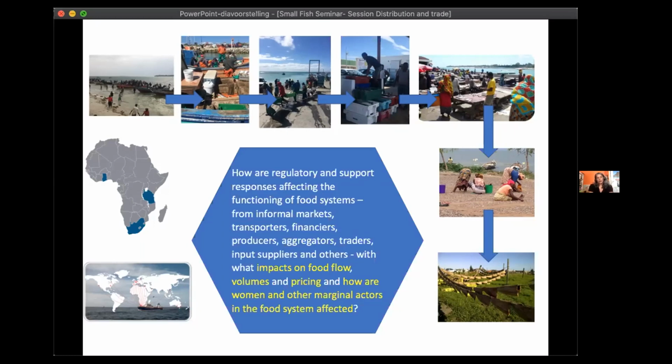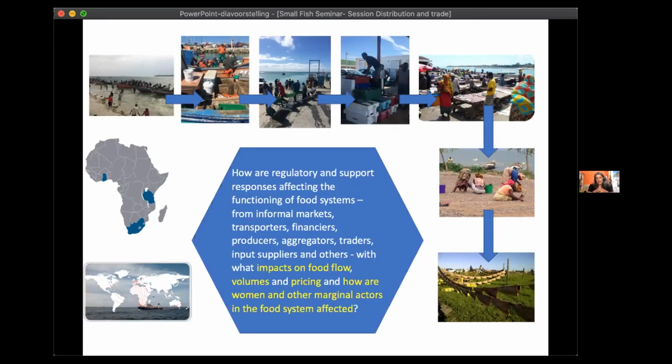So particularly for this presentation, we look at how the regulatory support and responses affect the functioning of these food systems, but also at those in the informal market, those transporting, the financiers, producers, aggregators, traders, input suppliers and others, and the impact on food flow, volumes, and pricing, and how women and marginalized actors are particularly affected by this.